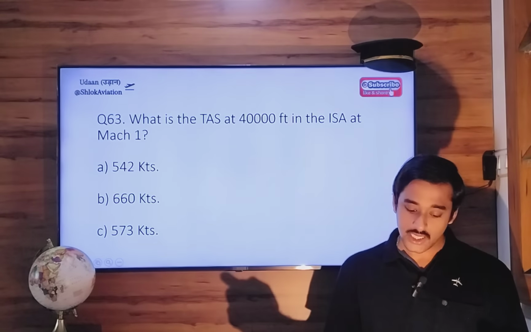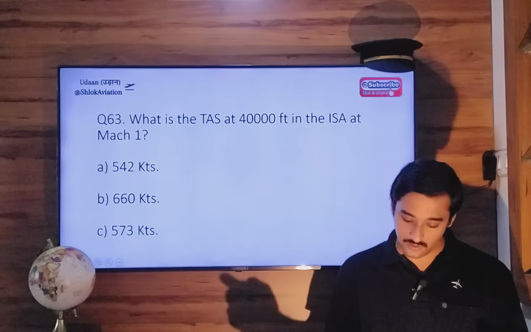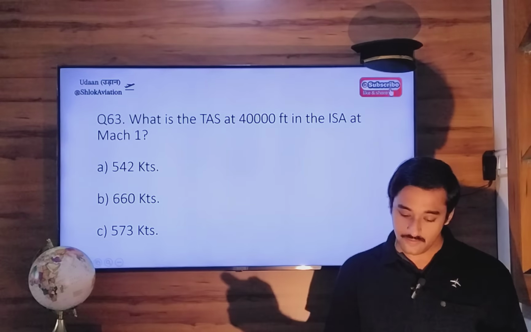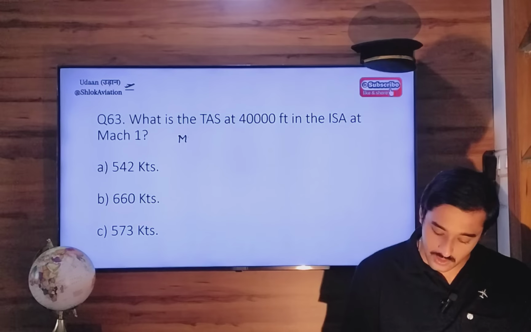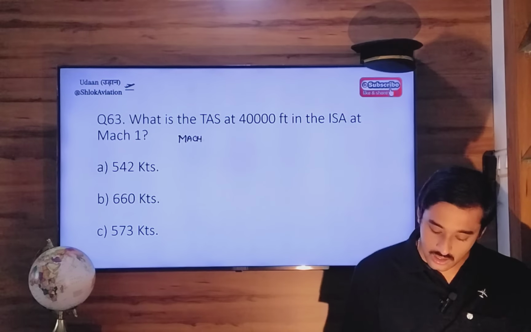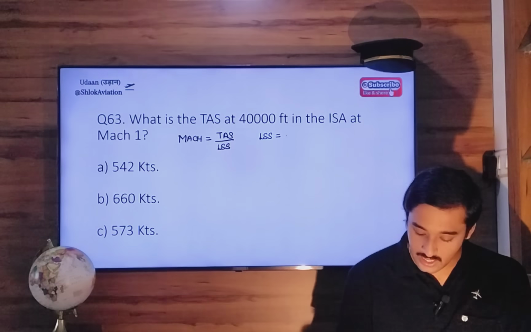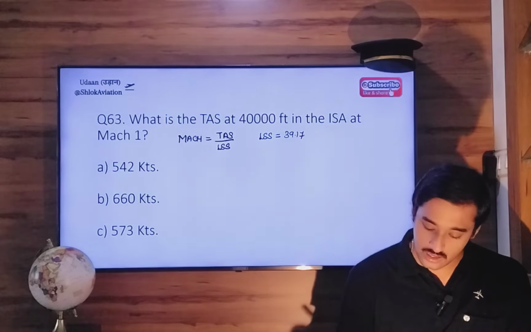Next, what is the true airspeed at 40,000 feet in the ISA atmosphere? You are flying at Mach 1. Now, what is the formula for Mach speed? Mach speed equals true airspeed divided by local speed of sound. Now, the local speed of sound is 39.17 square root of temperature in Kelvin.